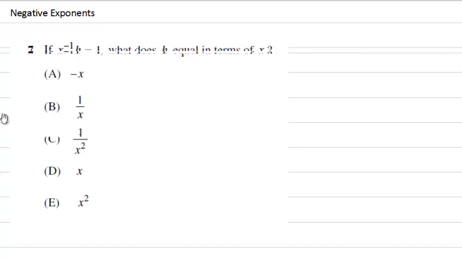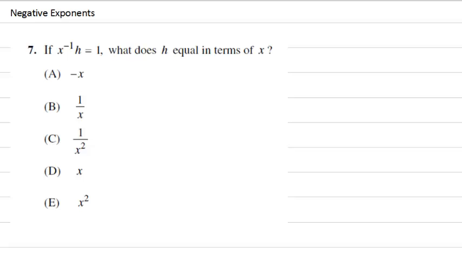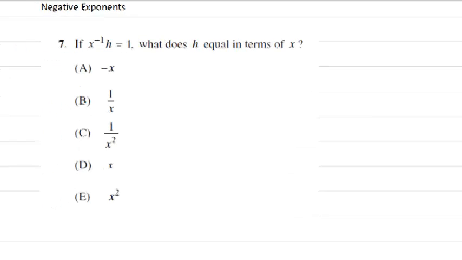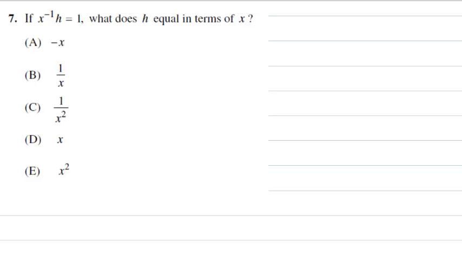Now we're going to look at some problems that have to do with negative exponents. Here's a problem from a College Board 2004 practice test. X to the minus 1 times h equals 1. So what's h equal to in terms of x?